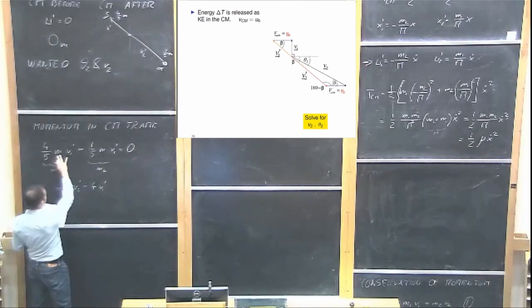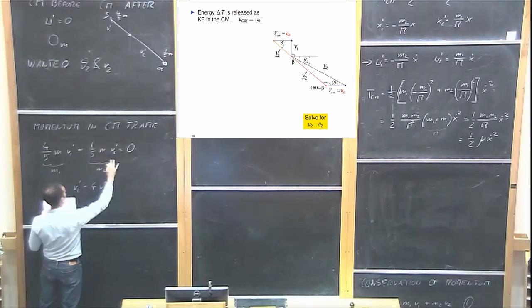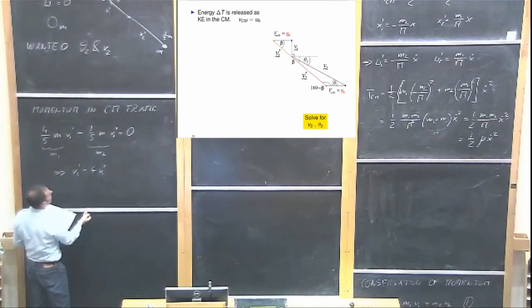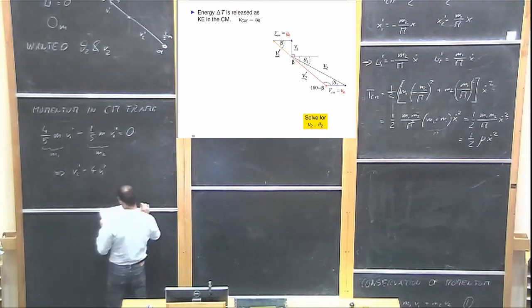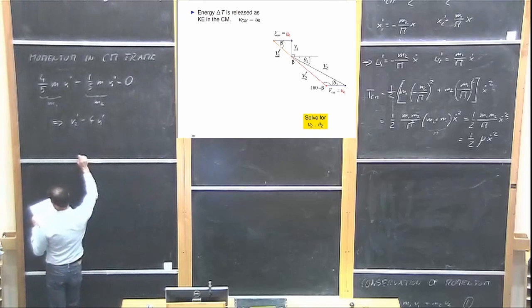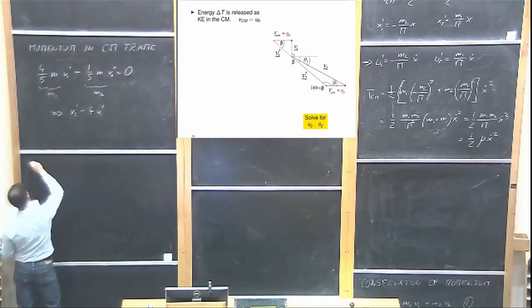So the momentum of the sulfur particle and the momentum of the alpha particle have to sum to naught. Now, let's just do the energy as well.